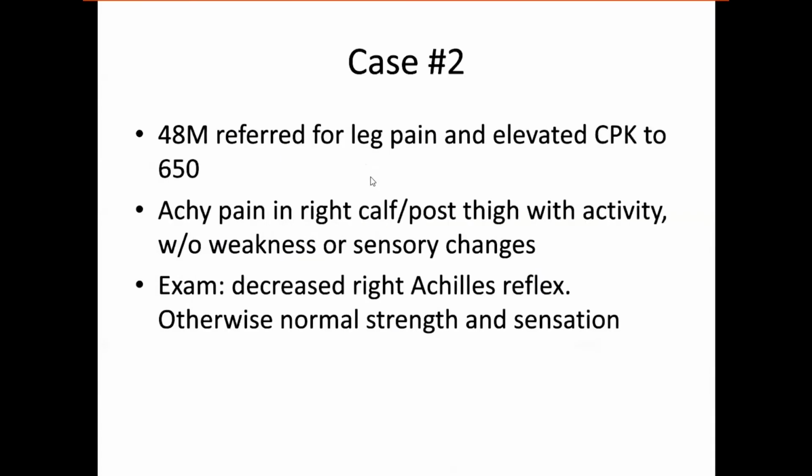Okay. So case number 2, we had a 40-year-old male referred for leg pain and elevated CPK to 650. He's describing kind of achy pain in the right calf and posterior thigh with activity, for example, when he runs, without any sort of clinical weakness or any sensory changes. On exam, this is clearly not me. I took this from a paper, because I don't really do a lot of reflex testing, but they noted decreased right Achilles reflex, but otherwise it was generally normal.